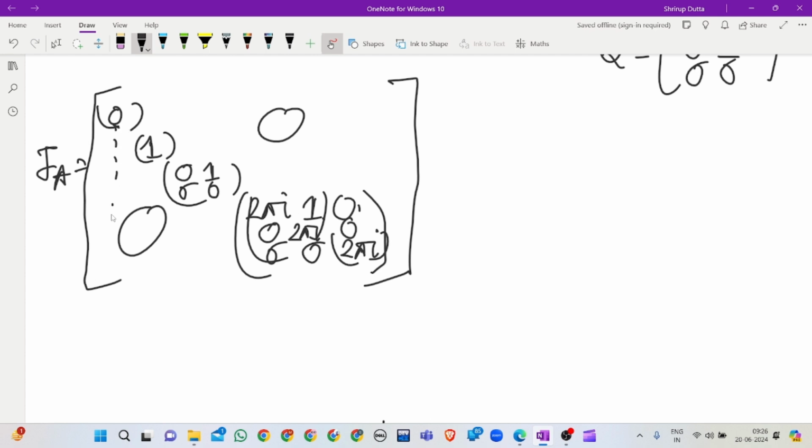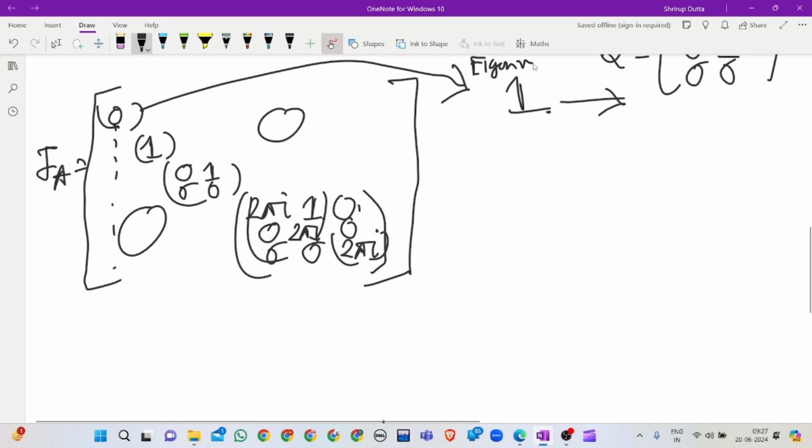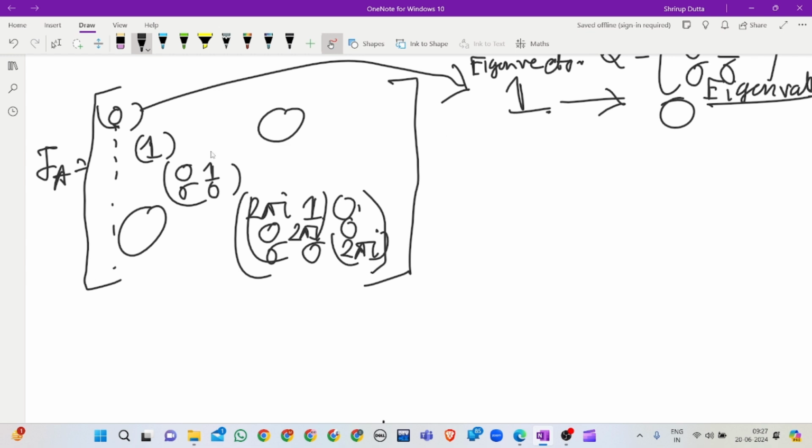Corresponding to that Jordan block, we will get one eigenvalue, and one eigenvector corresponding to the eigenvalue. Corresponding to the 0 eigenvalue, we will get one eigenvector, and corresponding to the 1 eigenvalue, we will get another eigenvector.